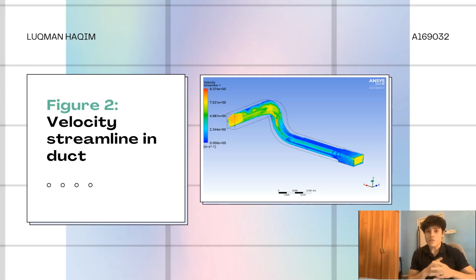Next, from figure 2, when observed in detail, we can see that the velocity streamline inside the duct is lower compared to the inlet velocity and increases when it approaches the section of the duct where it bends. This is because as it approaches the duct bend, the wall of the duct must absorb the sudden impact of air in order to redirect the airflow. This in turn will increase the velocity as the air blows away from the duct wall.